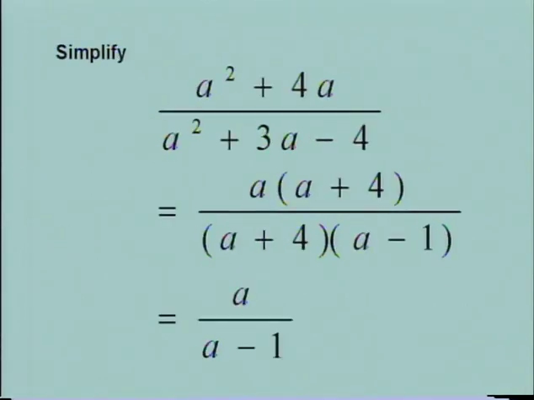The exercise where you're asked to simplify this expression. If we factorize the numerator, we'll have a into a plus 4. If we factorize the denominator, we'll have a plus 4 into a minus 1. In the numerator, you see a plus 4 as a factor. In the denominator, you see a plus 4 as a factor. Those two factors can be cancelled, and we'll end up with a result a over a minus 1.